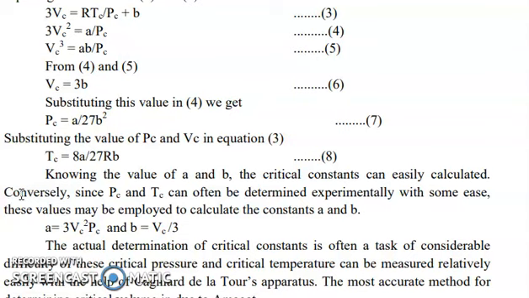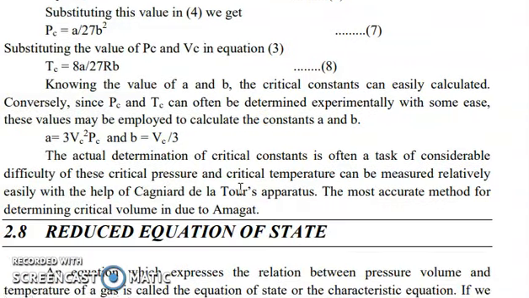So the actual determination of critical constants is often a task of considerable difficulty. Of these, critical pressure and critical temperature can be measured relatively easily with the help of Cagniard de la Tour's apparatus, and the most accurate method for determination of critical volume is indirect.